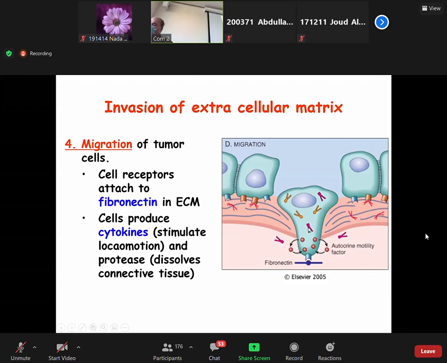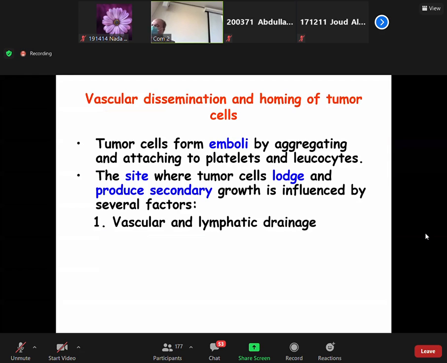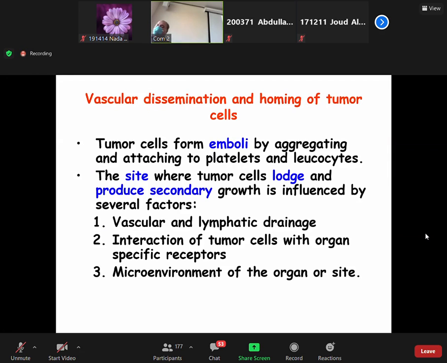Now, at the same time, the cell is making proteases. The proteases will take care of the ECM, the extracellular matrix, digesting it and allowing for a road for that cell to be made so that it will go through the ECM, eventually finding its way into the blood and then finding a satellite position somewhere away from the original site. Where it ends up, as I mentioned to you, is going to be related to vascular, arterial and venous supply, lymphatic drainage, interaction of tumors with organ-specific receptors, and the microenvironment of the organ or site.